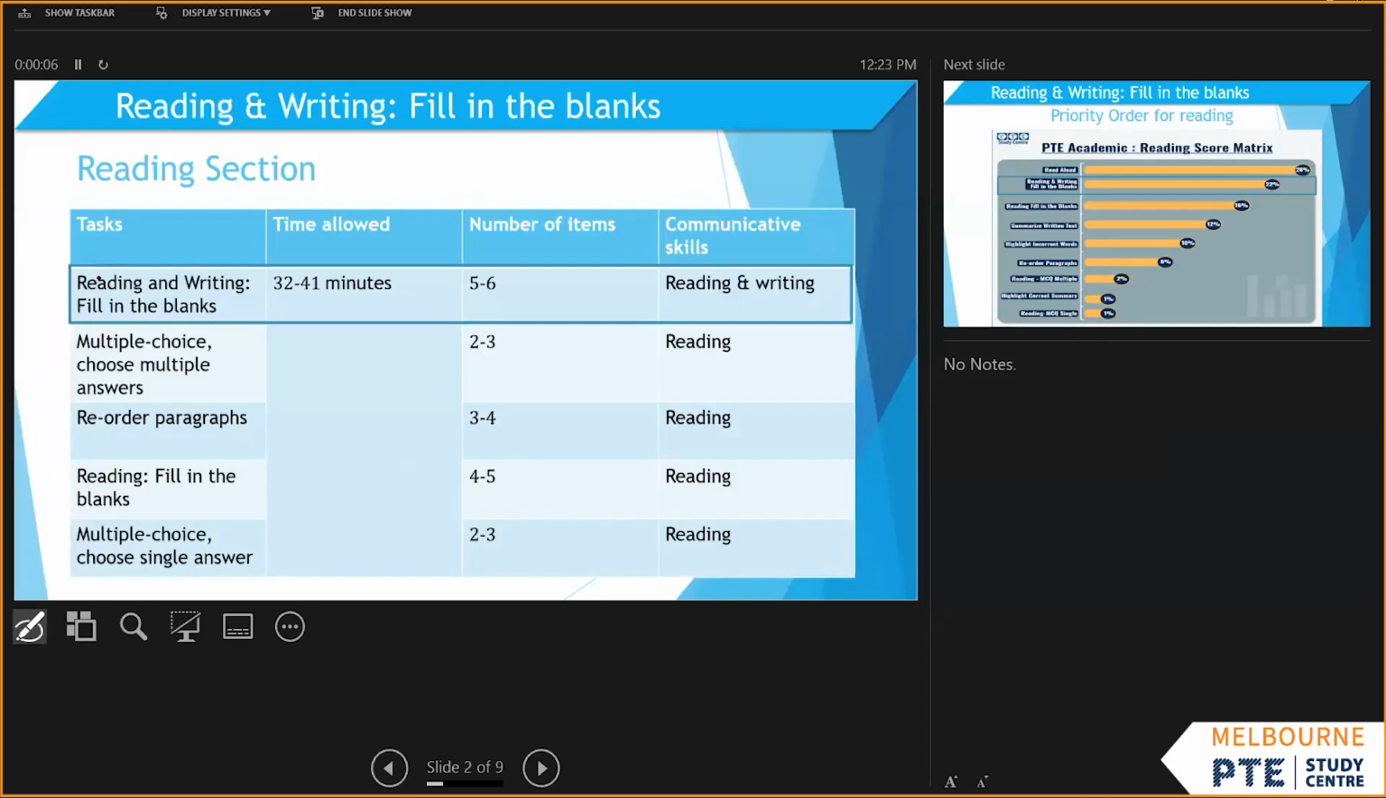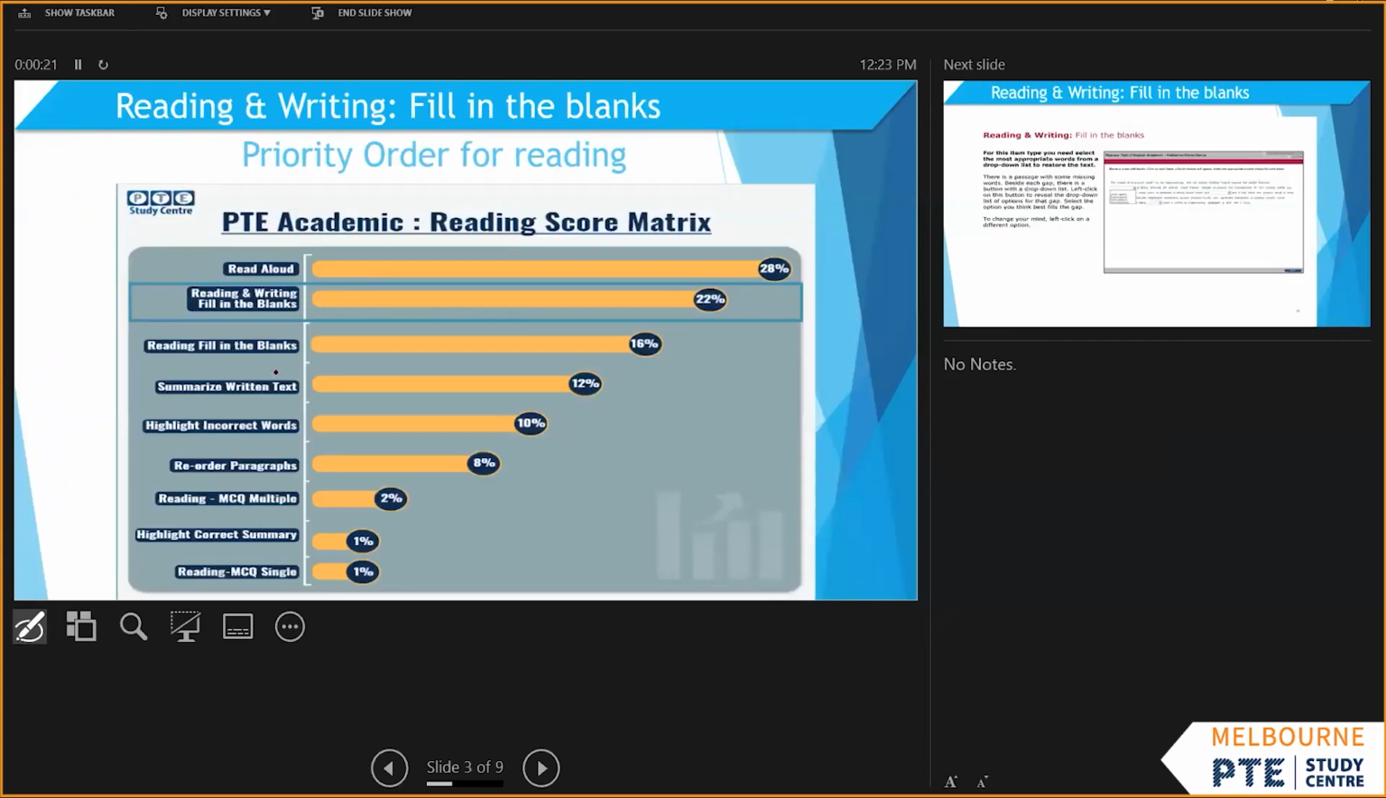All right, so reading and writing fill in the blanks you will also get in your reading section. Now if I talk about its weightage, as in how many marks it gives you towards your reading, that would be 22%. It's quite important. Now, what is the nature of this topic? As it says, reading and writing fill in the blanks, so also an FIB task.